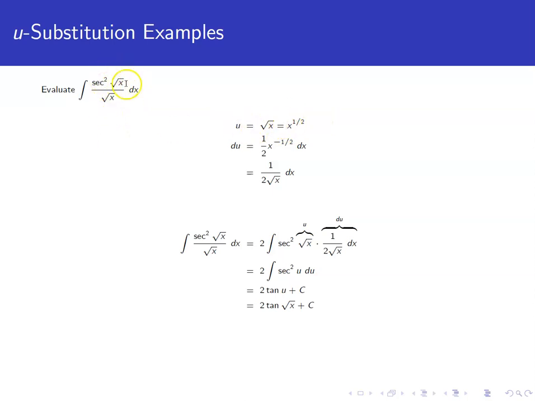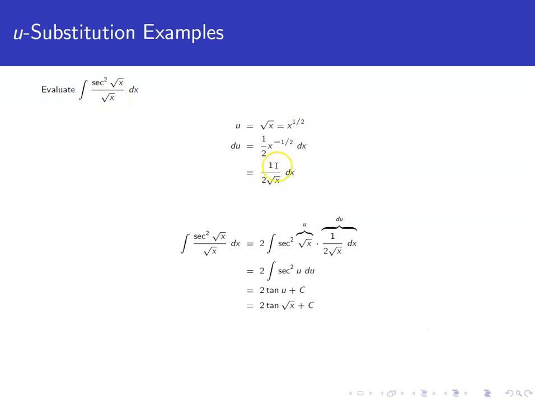Really what we're doing is letting u equal the inside of this composition, the square root of x. So when we do u equals square root of x, that's the same thing as x to the 1/2 power. Using our power rule to differentiate, du is 1/2 x to the negative 1/2 dx. Rewriting that, we get 1 over 2 root x dx. And notice now the root x is in the denominator, which is exactly what we wanted here because we have a root x in the denominator in our integrand.